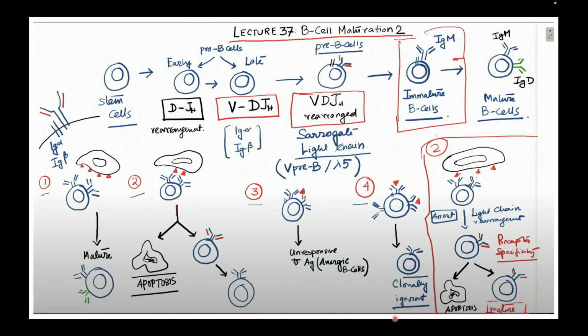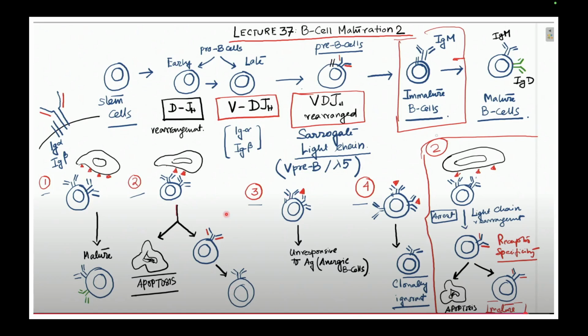In another scenario, if a similar thing is happening but the binding or affinity of the soluble antigen with the receptor is not very strong, so that it does not lead to cross-linking but it is interacting, then it will become a clonally ignorant cell. Okay, so that is what happens when it becomes a clonally ignorant cell.